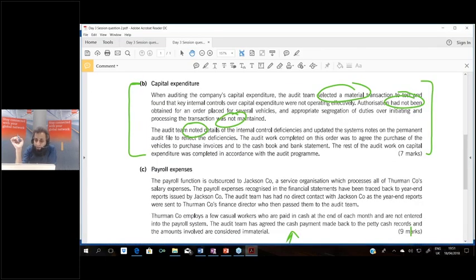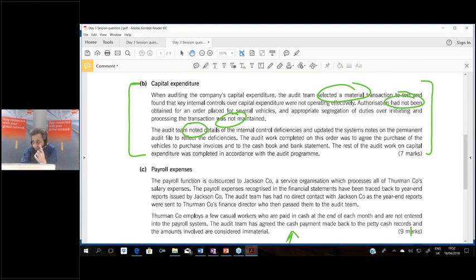Okay, the audit team noted details of the internal control deficiency. To note details, is that good? Yes. So the audit team noted details, but where they documented it, they documented that in the permanent file, which was wrong. So noted details, is that an appropriate evidence? When you found a deficiency, you noted the deficiency, right? So you can appreciate that. Okay, the audit work completed on this order.